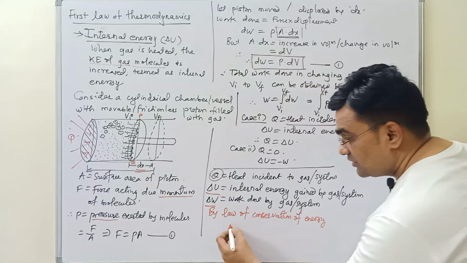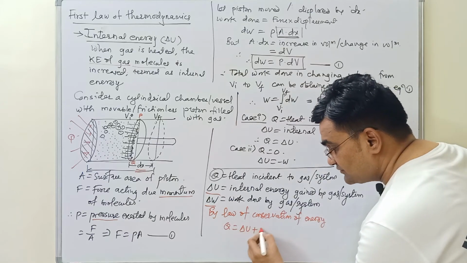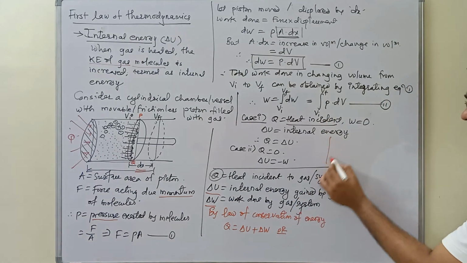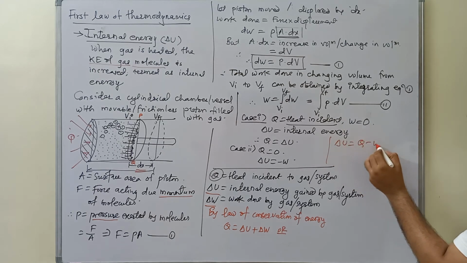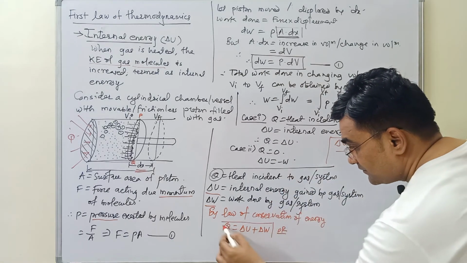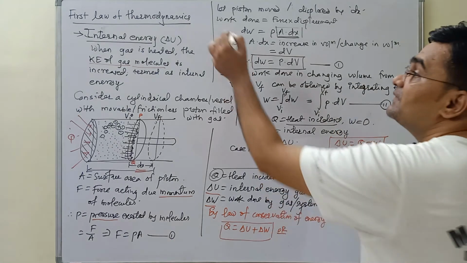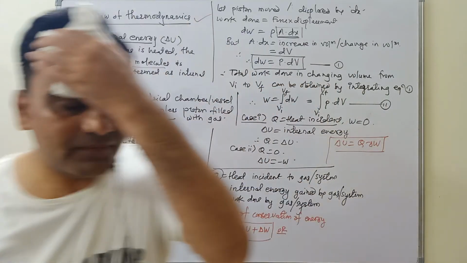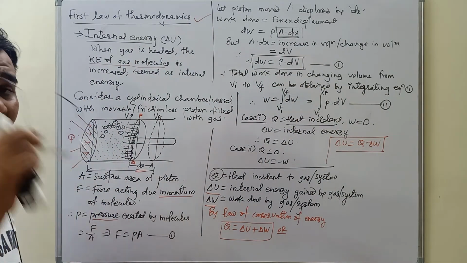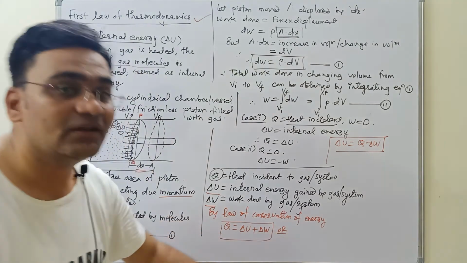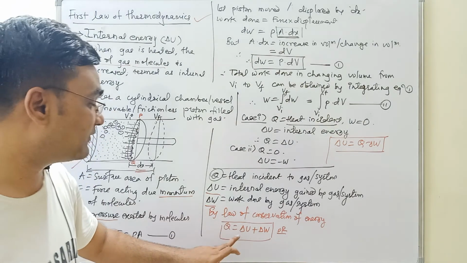I can write Q is equal to delta U plus delta W, or I can write delta U equals Q minus delta W. These equations which I have written are called the first law of thermodynamics. These equations marked in red are marked as what? First law of thermodynamics. They give one important structure: they are based on what? The law of conservation of energy, or this equation is itself the law of conservation of energy.